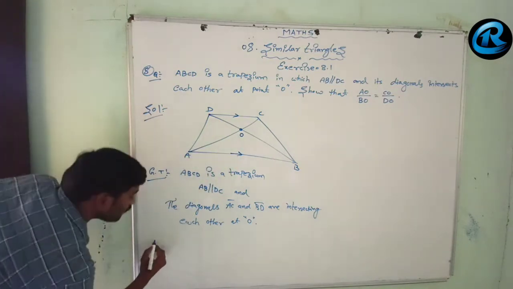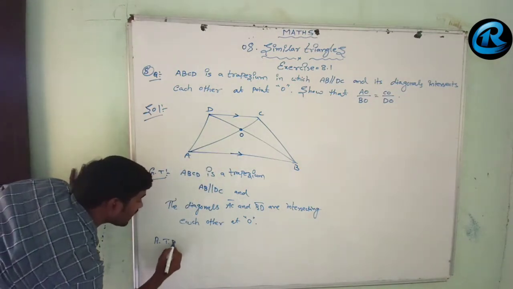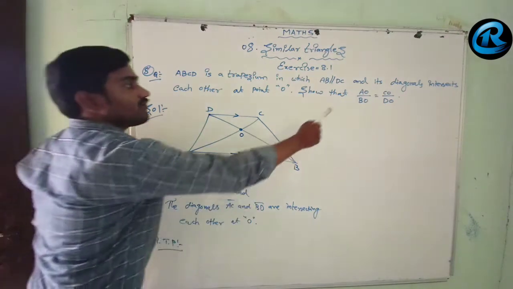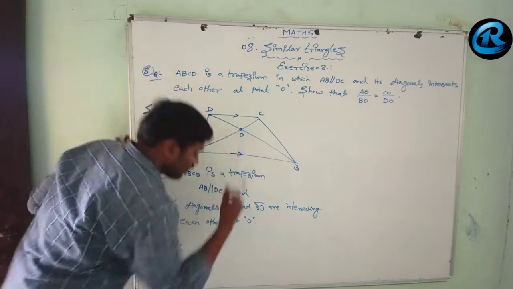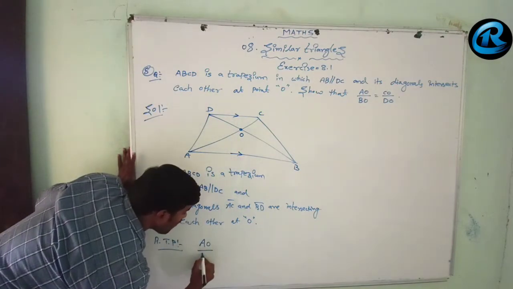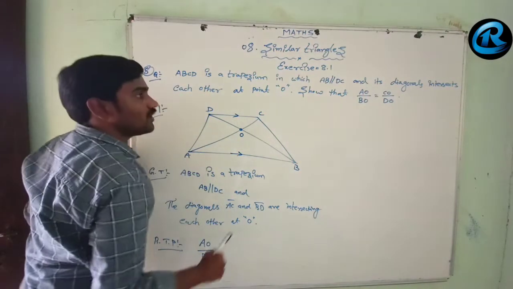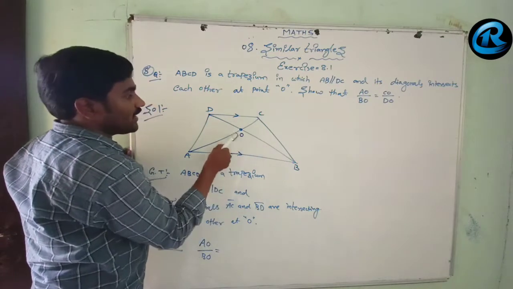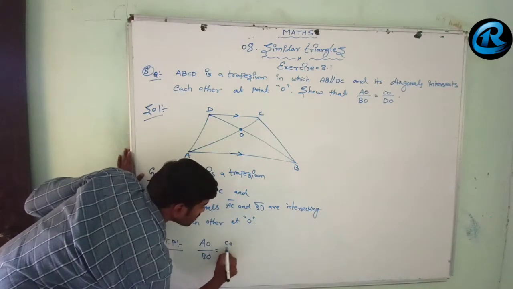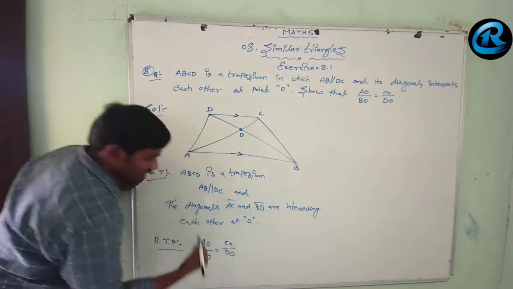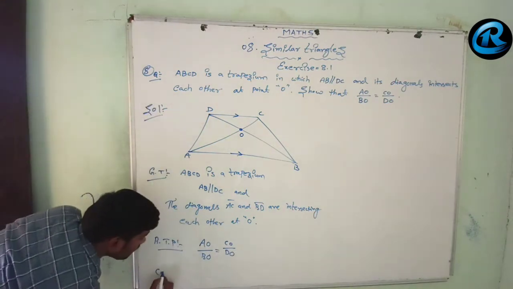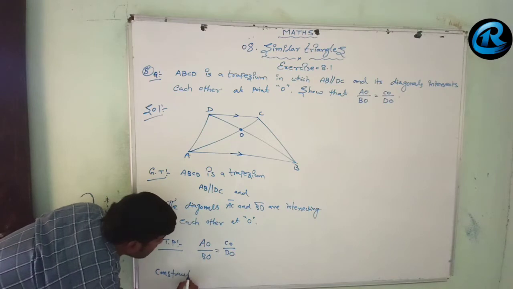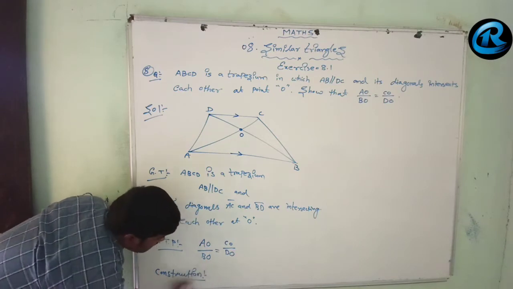Then what do we need to prove here? Required to prove: AO by BO is equal to CO by DO. Okay, then we go for a little more construction that we require.